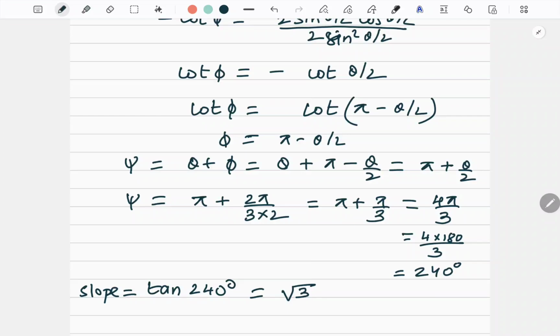Correct? See, one more thing you can do here. The way I have written this thing by using allied angle like pi minus theta by 2, we also know that cot of minus theta is equal to minus cot theta. So you can always write this as cot of minus theta by 2. So phi will become minus theta by 2. That will also give you the correct answer. Okay. So now we got the answer, that the slope is equal to root 3.